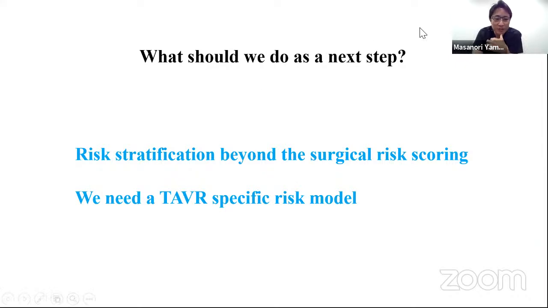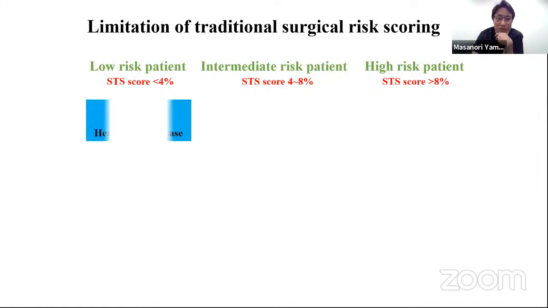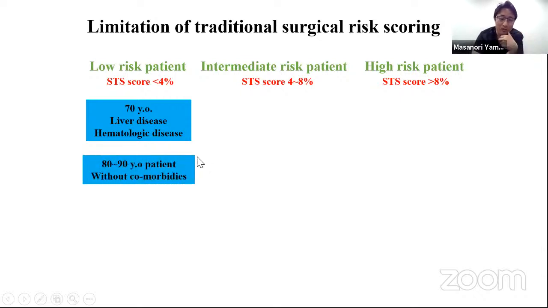We need risk stratification beyond the surgical risk score. Probably we need a TAVA-specific risk model to evaluate the appropriate candidates between TAVA and SAVA. For example, consider the limitation of the traditional surgical risk score: a patient categorized as low risk, STS less than 4%, 70 years old, but with, for example, liver disease or hematologic disease, is truly a very high surgical risk, but the STS score is still less than 4%. And an 80 to 90 year old patient without comorbidities is of course a low surgical risk, but this patient is not a good candidate for SAVA. I think this patient is a good candidate for TAVA.